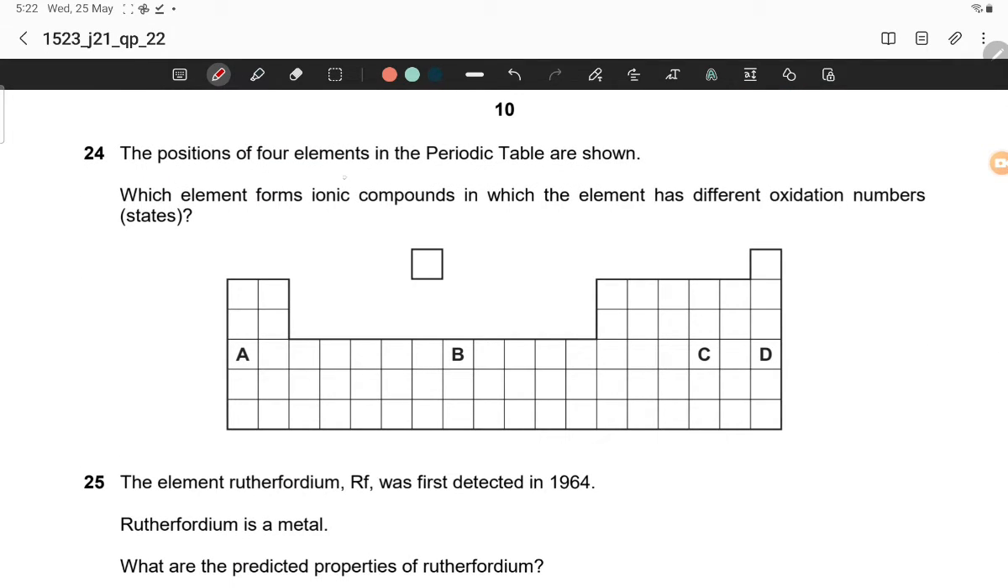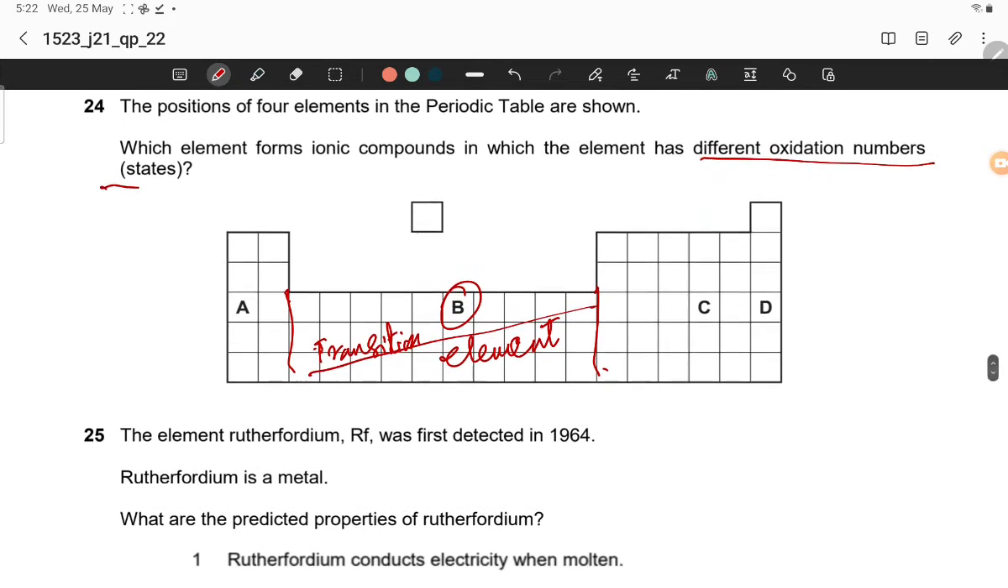Question number 24. The positions of 4 elements in the periodic table are shown. Which element forms ionic compounds in which the element has different oxidation numbers, different oxidation states? Transition elements have different oxidation numbers, and this central block is transition elements. So different oxidation number, it's B, transition element. And transition elements have variable oxidation states. In the central block, transition elements are present.